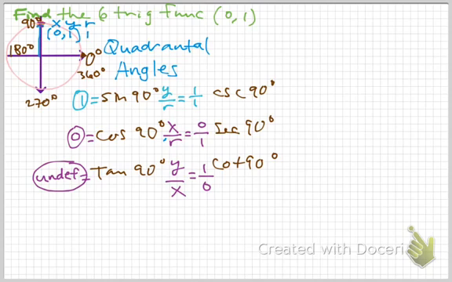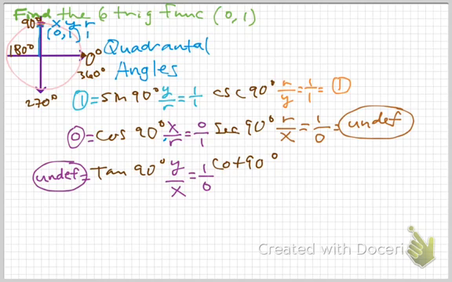Let's do cosecant. What two letters, class? Numbers? 1 over 1, and then your answer is 1. And secant? R over x, what numbers? And that would be undefined. And the last one, cotangent, which is 0 over 1, which is 0.